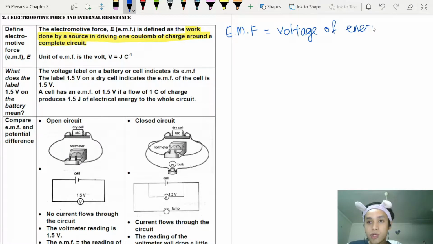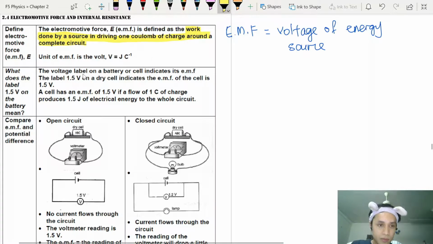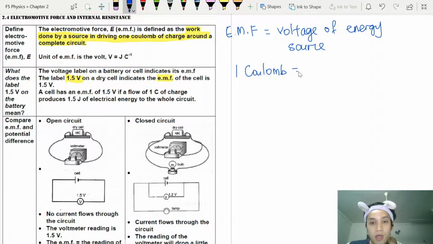So if you say that your battery is 1.5 volts, this is the EMF. What does this mean? For one charge of coulomb, you must remember coulomb, I hope you still remember this. 1 coulomb is referring to how many electrons, if I'm not mistaken, 1.6 times 10 to the power of 19 electrons.